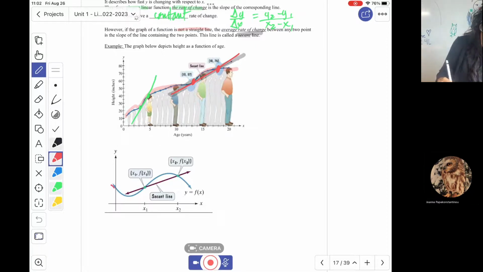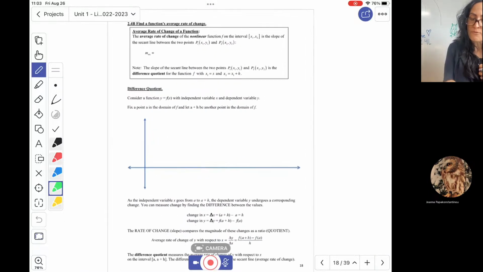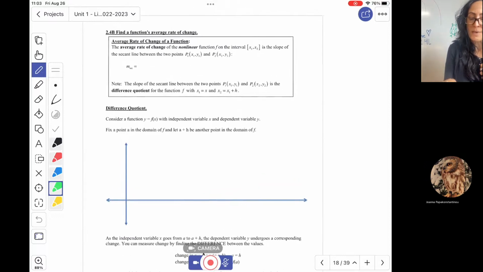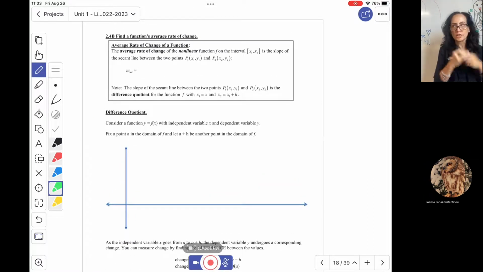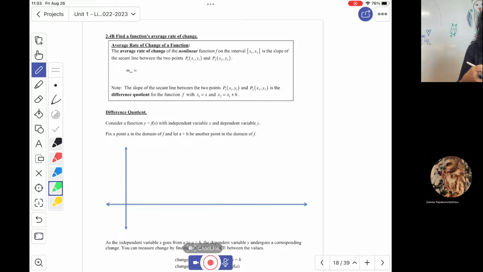So let's look at it in general. Here I have a nonlinear function. If I want to find the average rate of change between these 2 points, I am looking for the slope of that secant line. You will be given a function, and you will be asked to find the average rate of change between 2 values, 2 points on that curve. Let's go into a little bit more detail and talk about that.